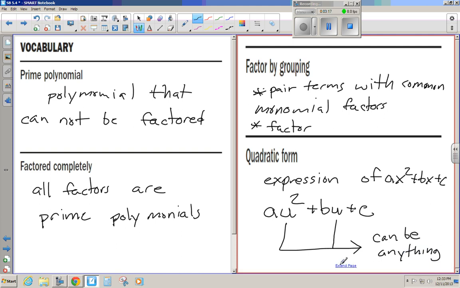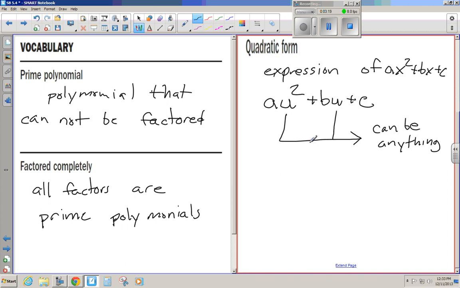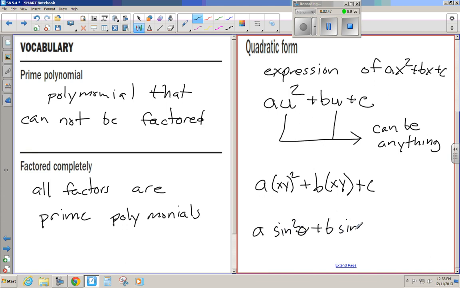Okay? And what I mean by u can be anything is that you could have an equation that is a xy squared plus b xy plus c. And you could factor this normally, except there's an xy there and we get scared. Instead, quadratic form is anything in this form. I mean, you could have a sine squared theta plus b sine theta plus c. You can factor this just like everything else.